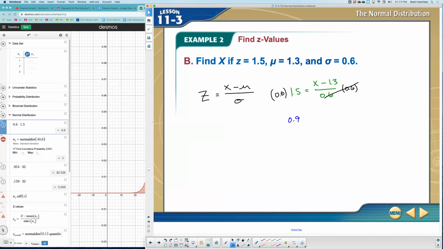So I have 0.9 equals x minus 1.3. When I add 1.3, I will have my random variable isolated and it won't be so random anymore. When I add these together, 2.2 is equal to x. And that would be my value. So this is saying if the mean was 1.3 and we had a standard deviation of 0.6, this value would be to the right of it, so it would be greater. And that's why we got 2.2. It's to the right, it's greater than 1.3.